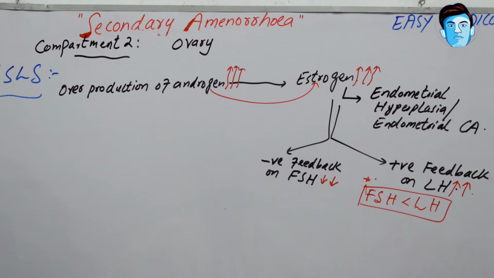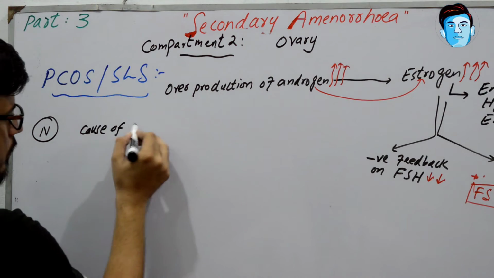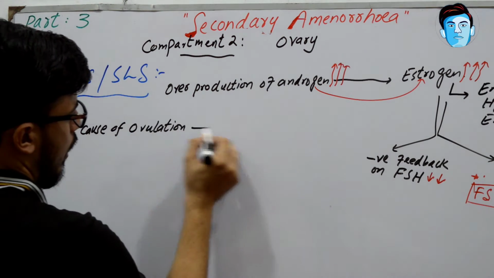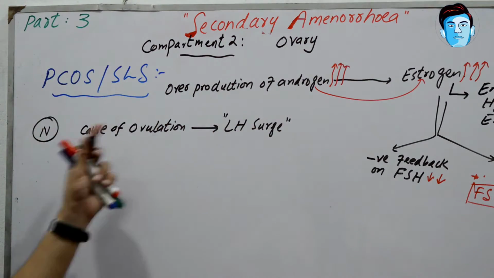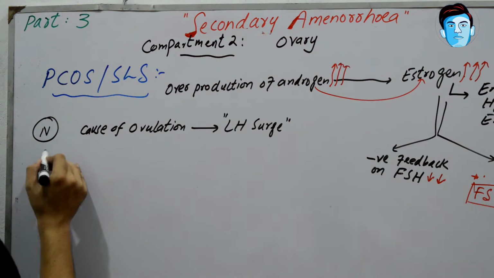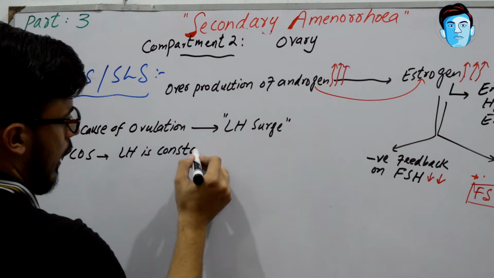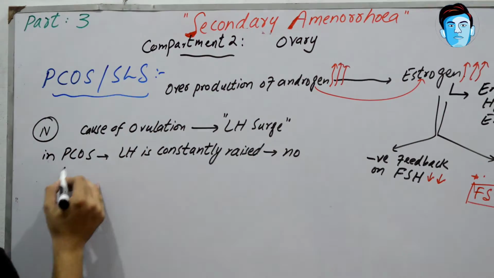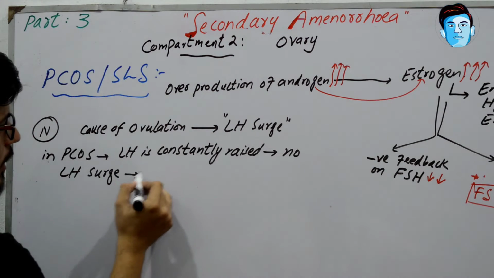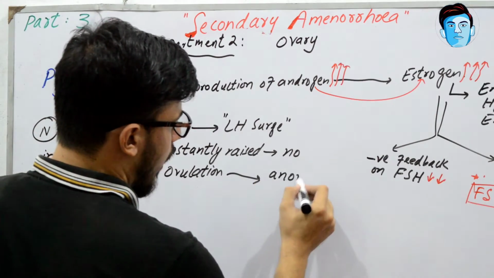Now there is another point. As you know that in normal menstrual cycle, the cause of ovulation is LH surge. Already you know it very well. But in PCOS, what happens? The LH is constantly raised. What does it mean? It means there is no LH surge. If there is no LH surge, it means there is no ovulation. If there is no ovulation, this is called anovulation.